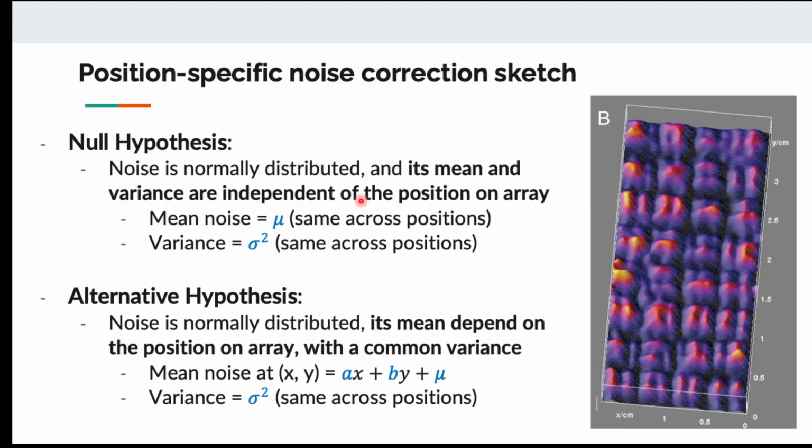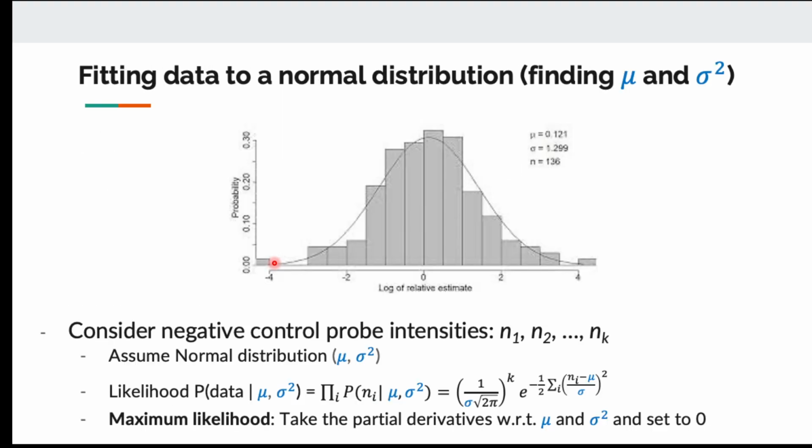So let's start with the simpler one first, the null hypothesis. If we assume that all the noise that we are seeing has the same average throughout, we can fit the data. So let's say on our probes, on our array, there are certain probes that are negative control. These probes shouldn't bind to any DNA, any RNA, but yet we're still seeing some signal. So these are signals that we got from the array.